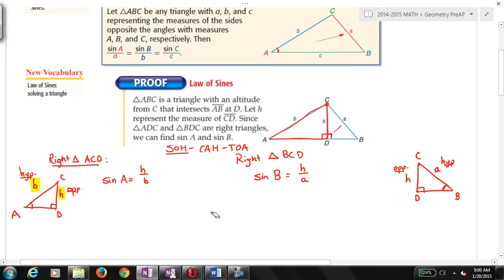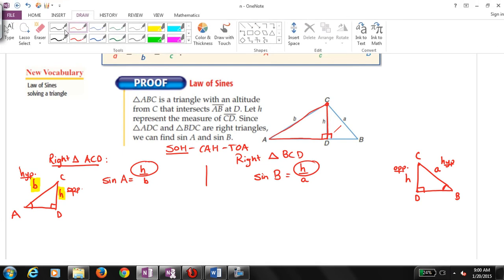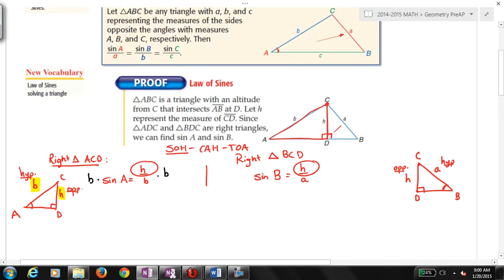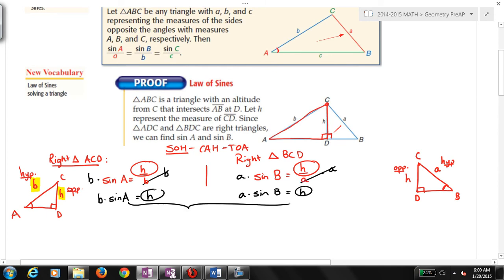Now I have two relations from these two right triangles, and I notice that they both have H in common. I'm going to solve for H on both of these. Multiply by B to cancel out the B on this equation, and multiply by A on the other so that these two divide out. Now I have that B times sine of A is equivalent to H, and A times sine of B is equivalent to H. Since they have H in common, I'm going to set these two expressions equal to each other: B times sine of A is equivalent to A times sine of B.